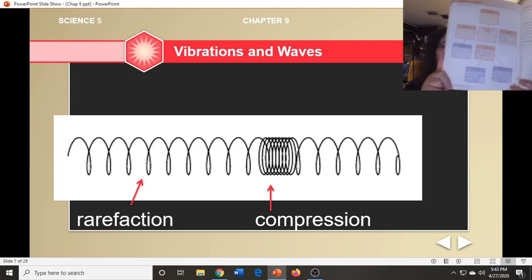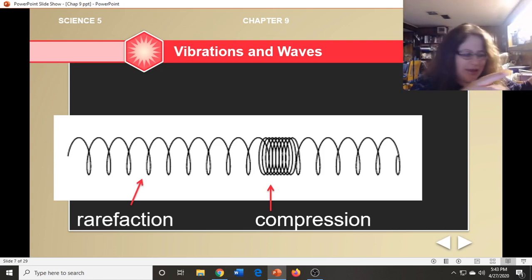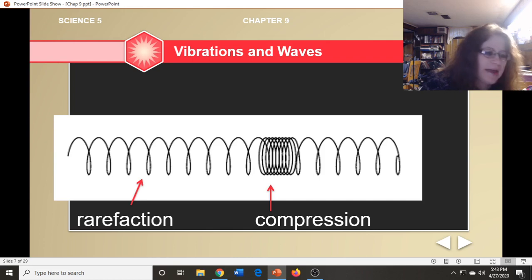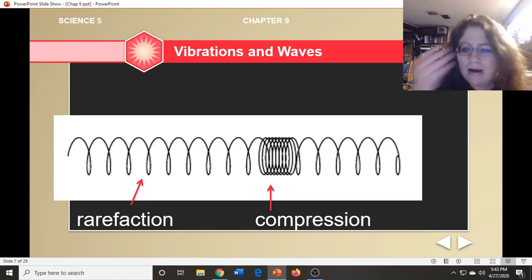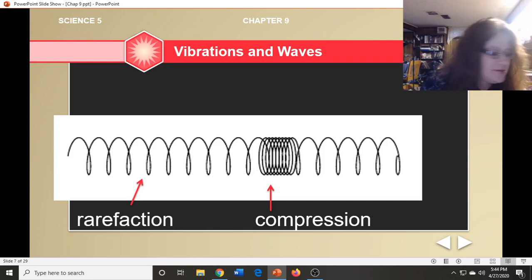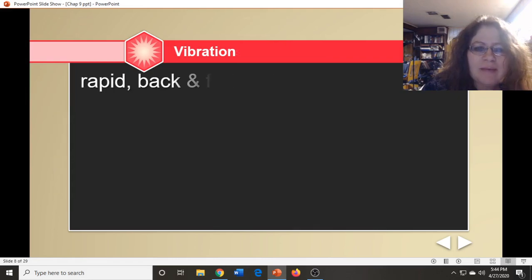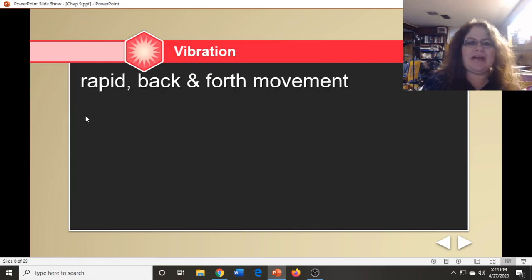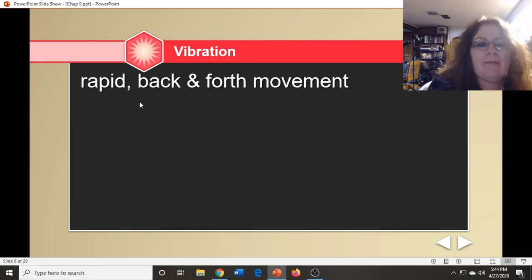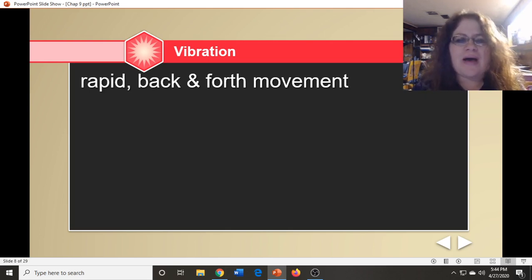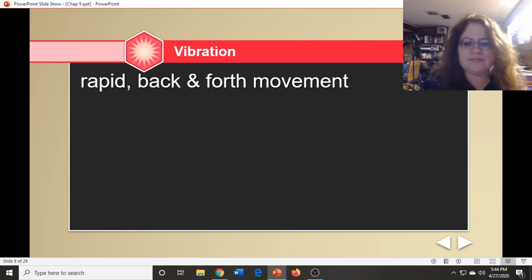Now, I did not have a copy of this that I could use on the computer. So what I did was I put each definition on the PowerPoint for you. So you're first going to look at the box that says vibration. It is orange. Underneath of vibration, you are going to write the definition. Here it is on the screen. Rapid back and forth movement. Okay, so write that in the orange box. Give you a moment to do that.